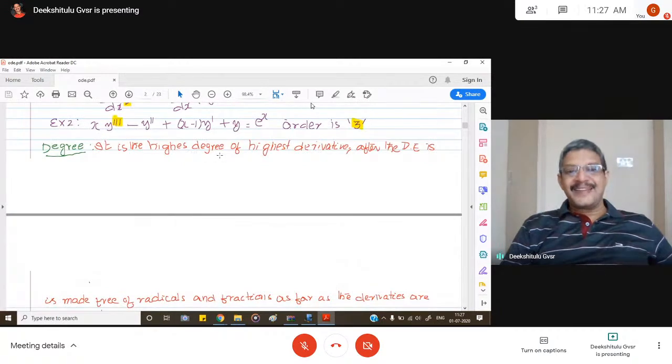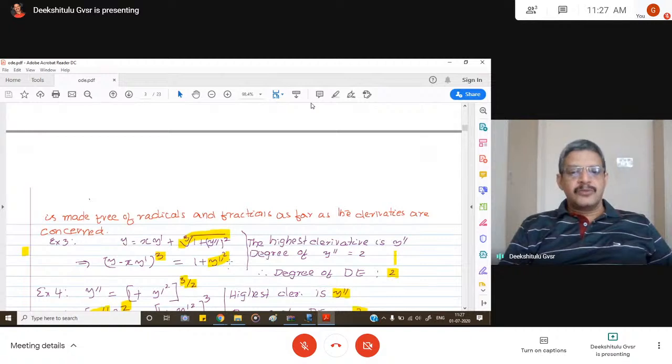The statement is the degree is the power of the highest derivative. So y double dash is the highest derivative. What is the power of that? 2. So the degree of the differential equation is 2.